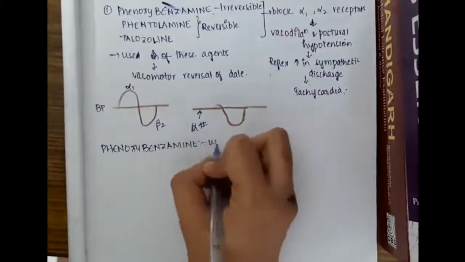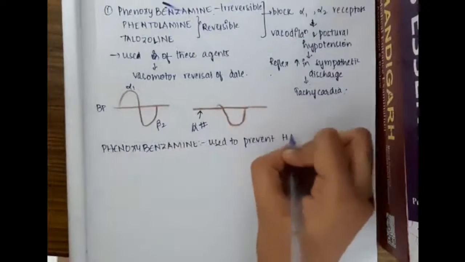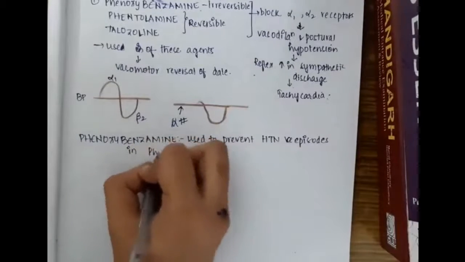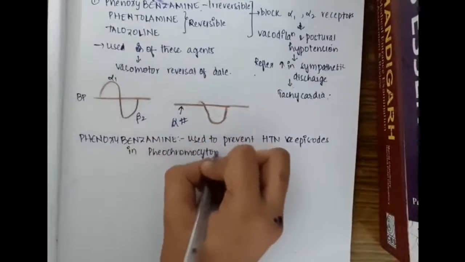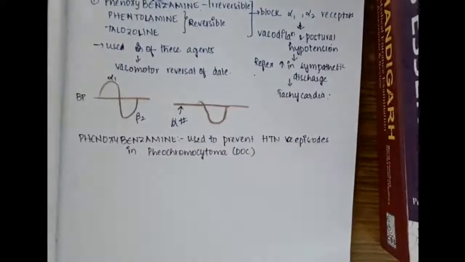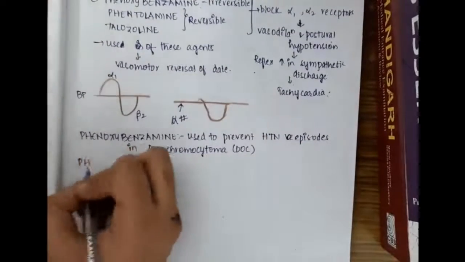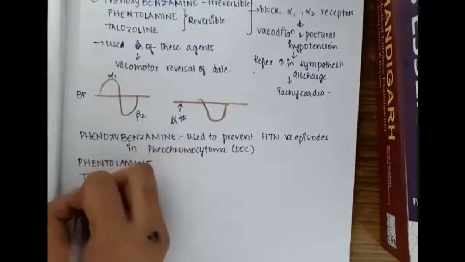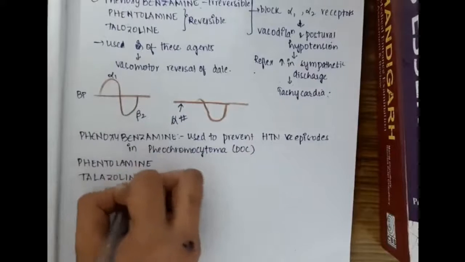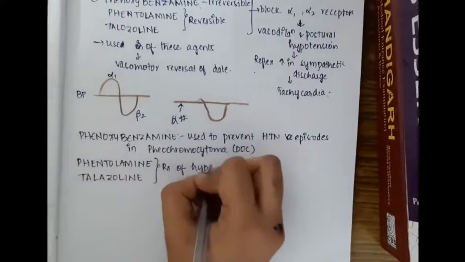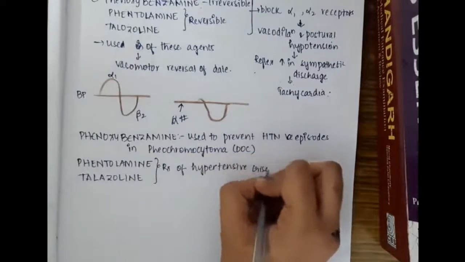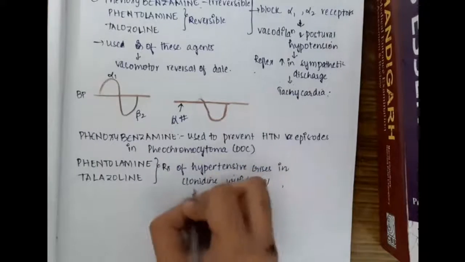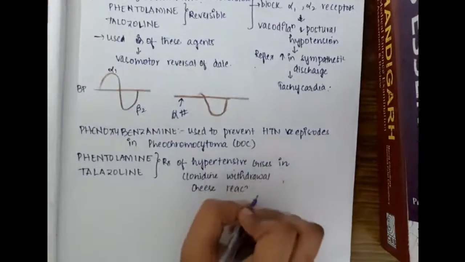Phenoxybenzamine is the drug which is used to prevent hypertensive episodes in pheochromocytoma. So phenoxybenzamine is the drug of choice for pheochromocytoma. Then the drugs phentolamine and tolazoline, both these are used in the treatment of hypertensive crisis in clonidine withdrawal, and this is also used in cheese reaction.